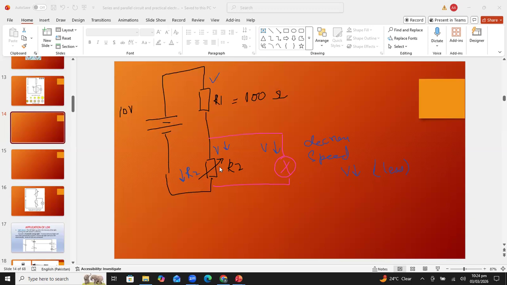But if I want to increase the speed of the motor, it means I need to increase the voltage. And how should I increase the voltage? According to the relation, voltage is directly proportional to resistance, so I will increase the resistance of this resistor. If the resistance is greater, the voltage across this motor will also be greater. So the fan will run with the maximum speed.